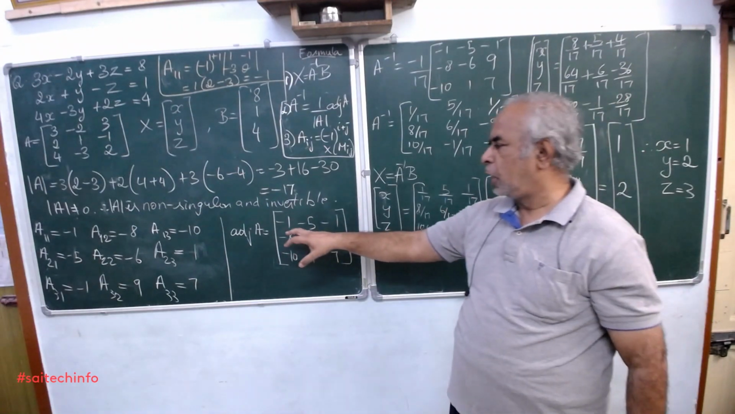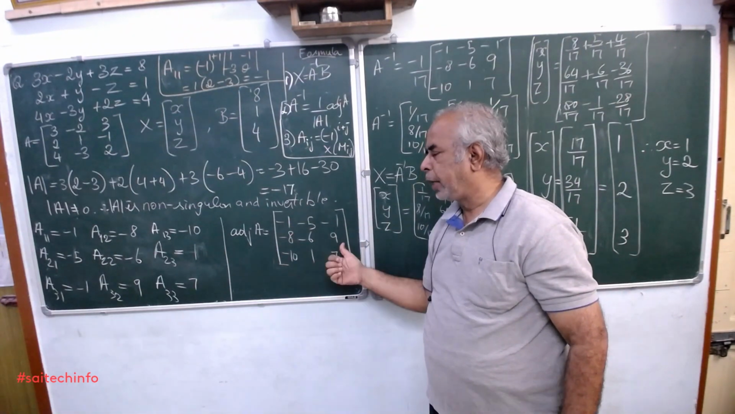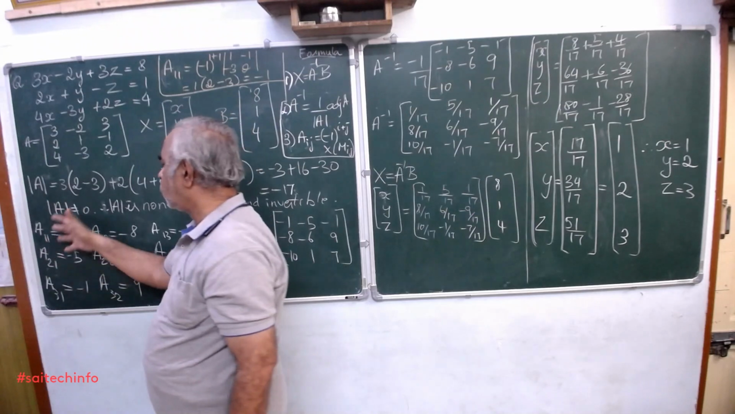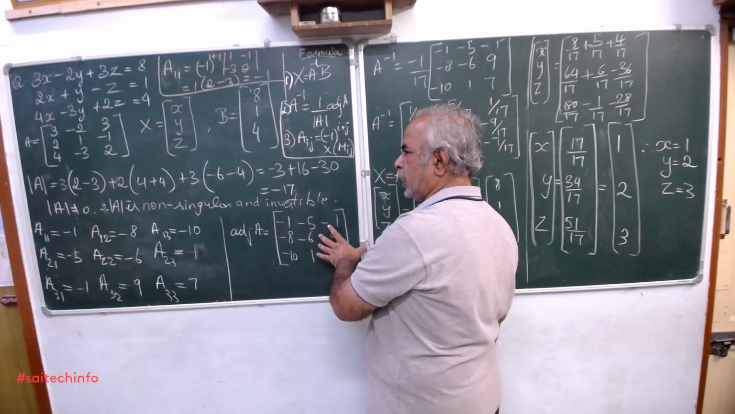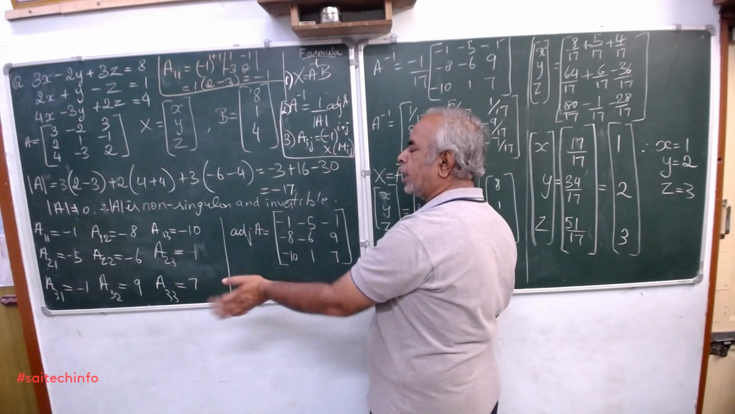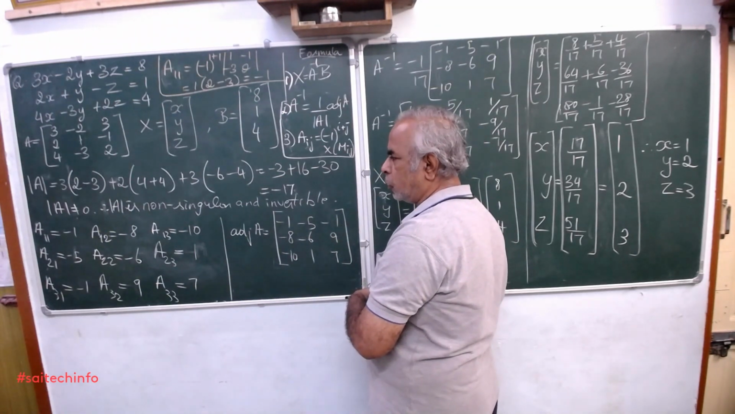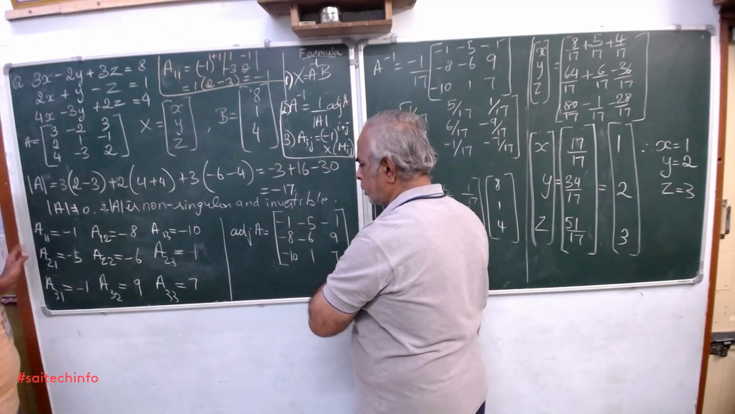And this is the adjoint of what? Now we have found out all these cofactors. So can you write down the cofactors first and then take the transpose and declare this as the adjoint of A? Can you do that? Yes, sir. Okay, you erase it and do this.